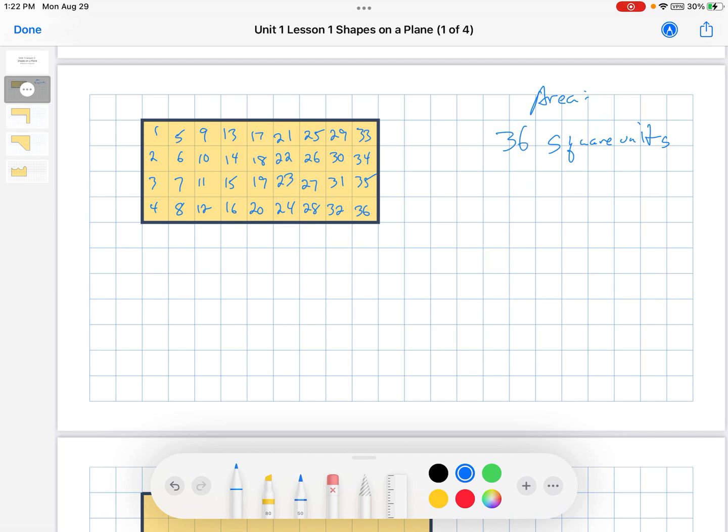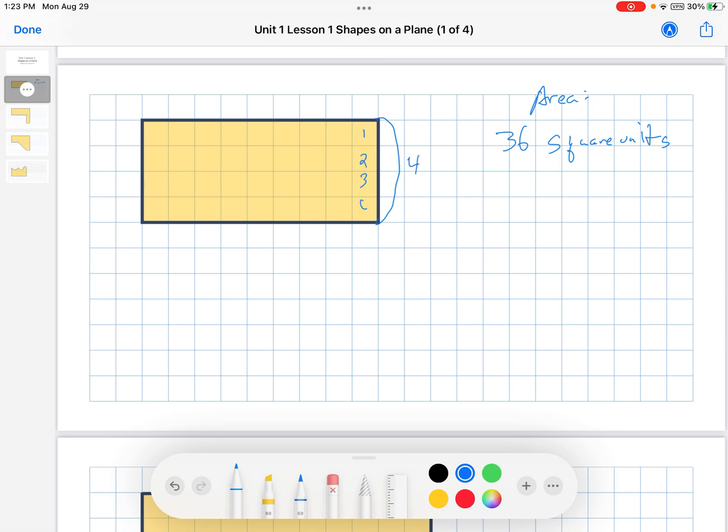Easy, right? However, that was a lot of counting, and I don't particularly like counting. It takes a while. I can lose count easily, and I'm bound to make a mistake. I didn't that time, but I have in the past, so I want to do it a different way, without so much counting. Do you see that on this side, there are 4 squares? 1, 2, 3, 4. And along this side, there are 9 squares. 1, 2, 3, 4, 5, 6, 7, 8, 9.